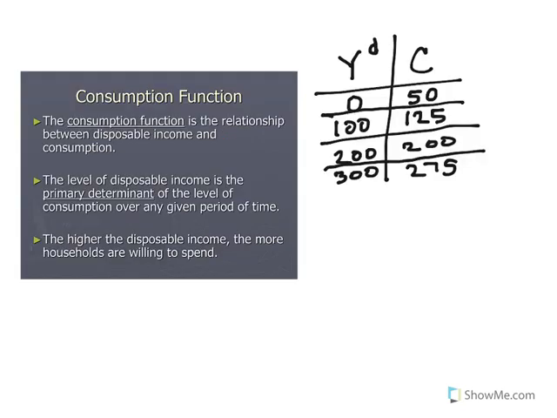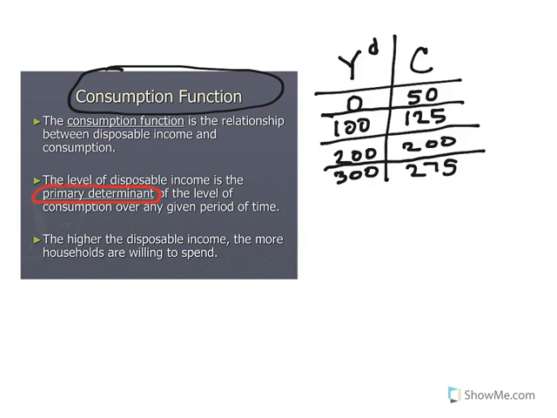So now that we've defined the fact that the level that households spend and save is dependent upon their disposable income, we can look at what's called a consumption function or a savings function. What we're looking at first is a consumption function. All a consumption function does is show the relationship between the level of disposable income and the amount of money that we're actually spending, in other words, consumption. Of course, we know that the level of disposable income that households have is the primary determinant of the level of consumption over any given period of time.